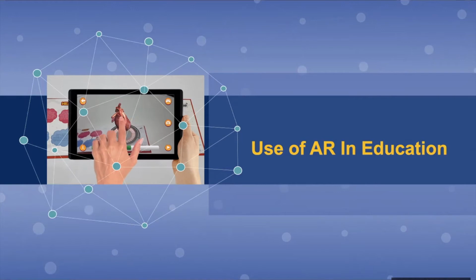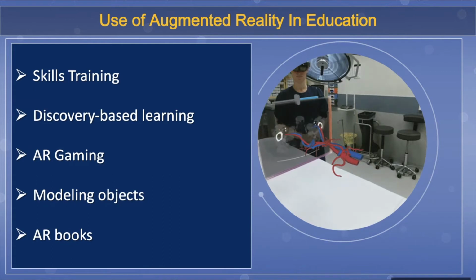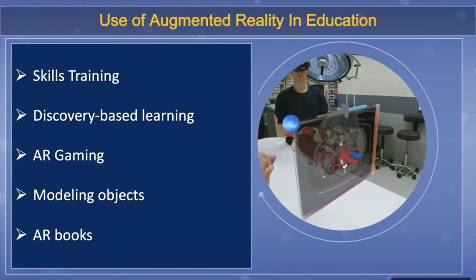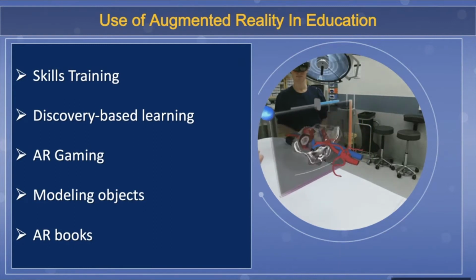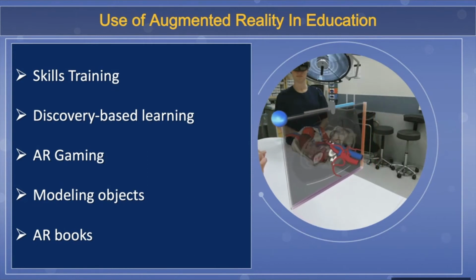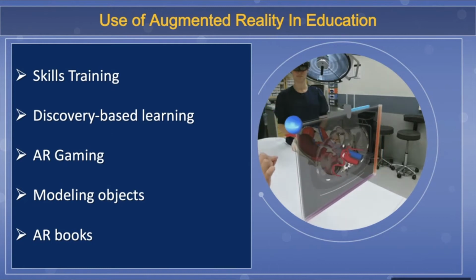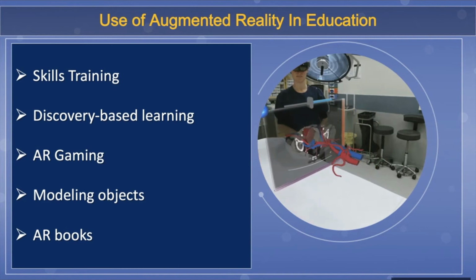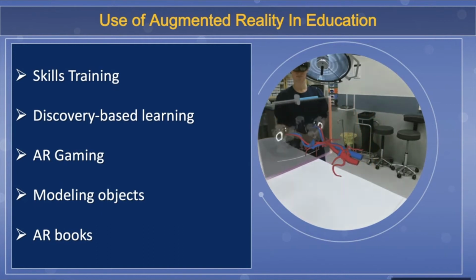Now we have the portion on the use of augmented reality in education. What kinds of uses do we have in the real world where we can use augmented reality? For sure, skills training, which I just discussed. Discovery-based learning, augmented reality gaming. Sometimes you cannot play games because they are expensive and you need a lot of equipment, but augmented reality based gaming can put you in the real world and you can feel like you have everything with you. Modeling objects, you can prepare models for your objects, and augmented reality books.